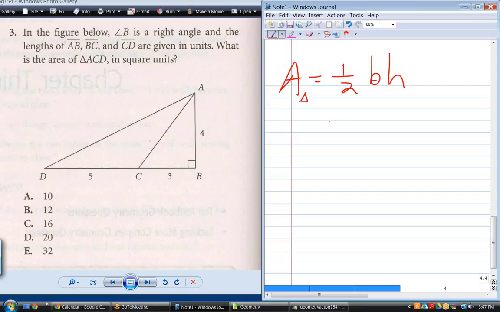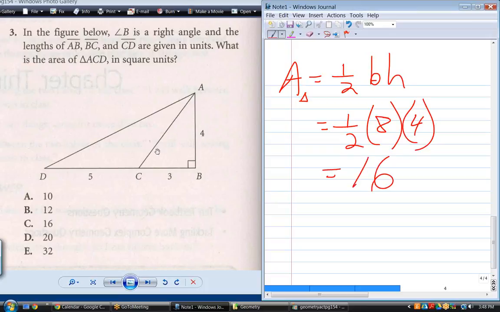So, what's the area of triangle ABD? What's the base? 8. What's the height? 4. So that area is 16, the whole thing. What's the area of just this triangle? 10. Yeah, in other words, it's the vertical height that matters, not this lateral height.